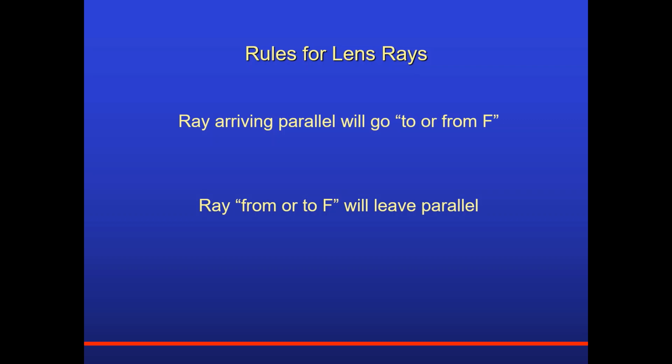Again, earlier I said a ray from F will go parallel. Now I'm saying to F. Well, we'll work through this case by case, and you'll see what this means. The third one is always pretty straightforward: a ray will pass straight through the center of the lens. So these rules may not be extremely clear right now, but if you need to, pause the video, write them down, have a copy in front of you, and as we go through the different cases, you can refer back to the rules to see how they apply.